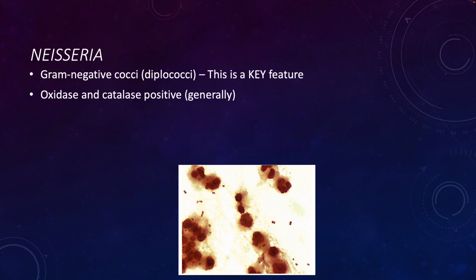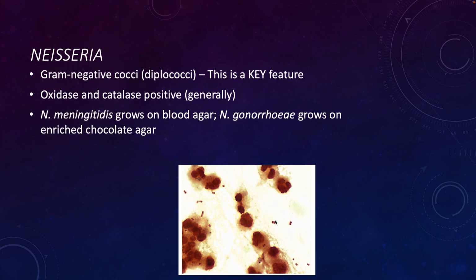The two species in this genus that are the major causes of infection are Neisseria meningitidis, which grows on regular blood agar, and Neisseria gonorrhoeae, which grows on the enriched chocolate agar. So remember, chocolate agar is a type of blood agar that's been heated, which helps to release some of the factors in the blood that are helpful for bacterial growth.